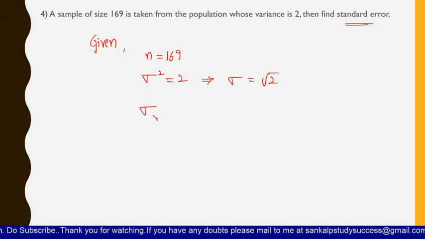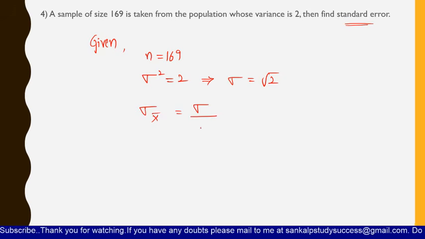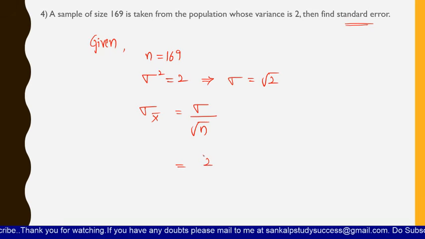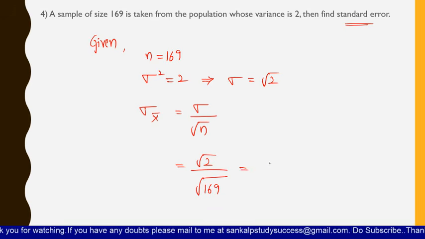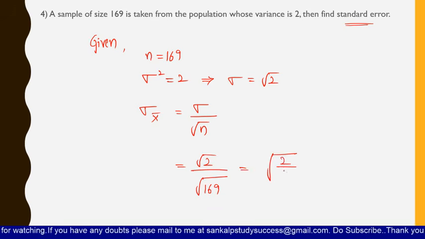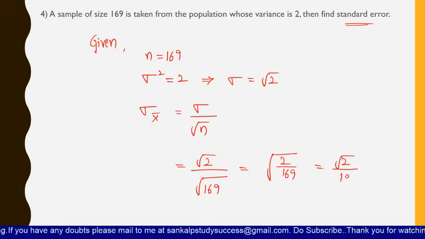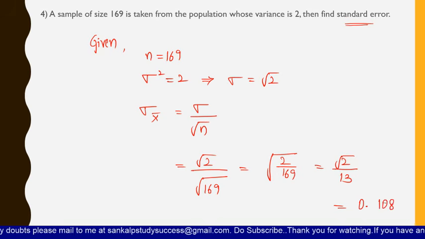We know the formula of standard error, which is equal to sigma by root n, right? So what is sigma? Root 2 by root n, which is root 169. That is nothing but root 2 by square root of 169, which is 13, right? That is equal to root 2 by 13. So if you solve this value, you will get 0.108. 0.108 is the value. Okay. So in this way, you have to just remember the formula and substitute the given values into the formula so that you will get the answer.